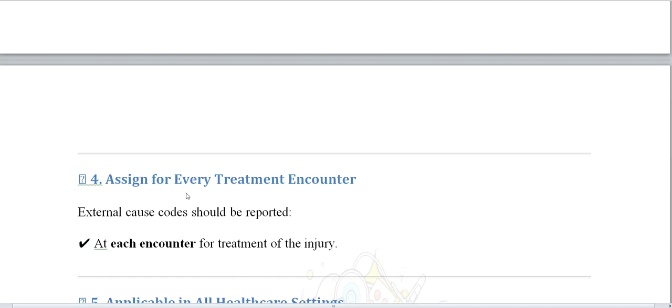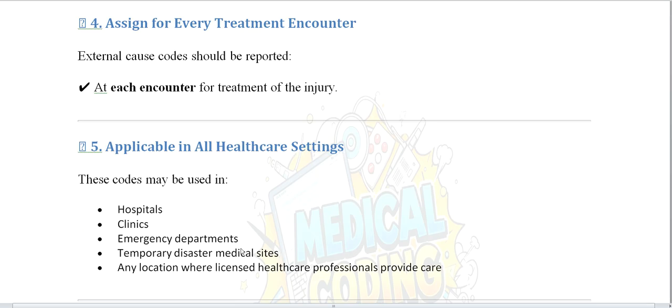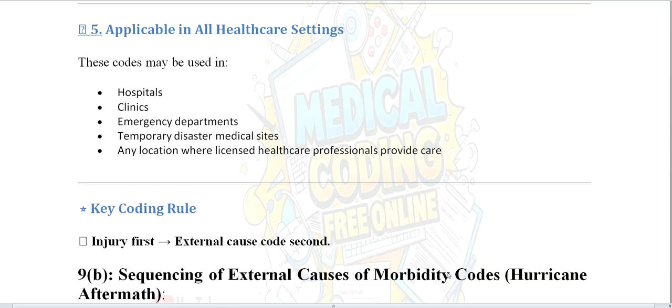For every treatment encounter, the external cause code should be reported at each encounter for treatment of the injury. It is applicable for all healthcare settings. These codes may be used in hospitals, clinics, emergency departments, temporary disaster medical sites, and any location where licensed healthcare professionals provide care. So, the key coding rule: injury first, external cause code second.